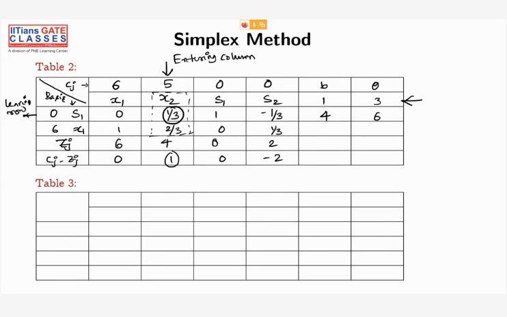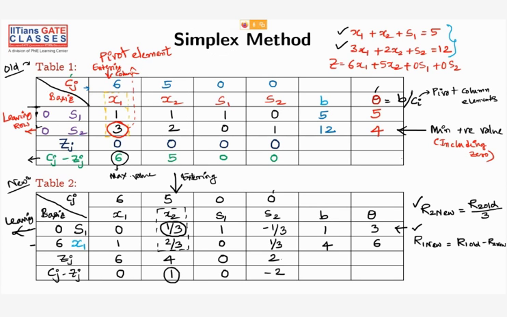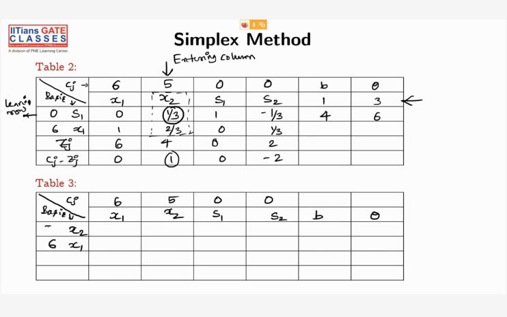So I am updating my table now. How am I updating? See here, again the same table will repeat: x1, x2, s1, s2, b, and theta. This will be the same: 6, 5, 0, 0. These are the Cj values. Basis: now in the basis, x2 will be entering and s1 will be leaving. So x2 will come and sit here, s1 will leave, and x1 remains the same. The corresponding value for x1 is 6, and the corresponding value for x2 is 5.